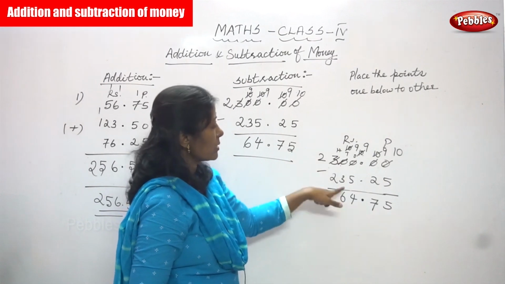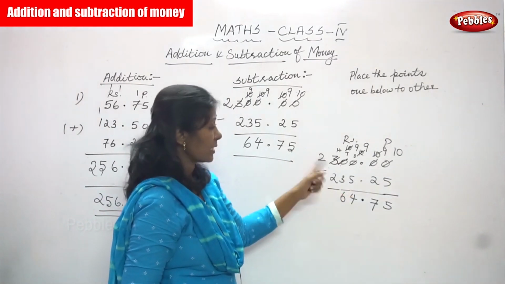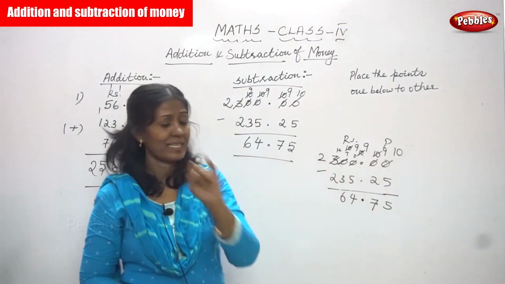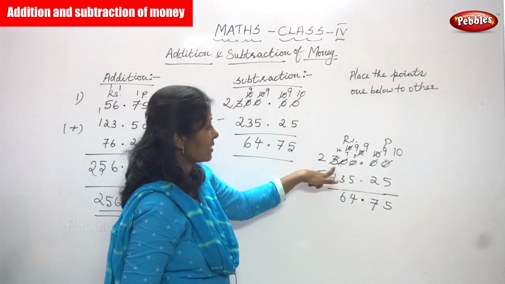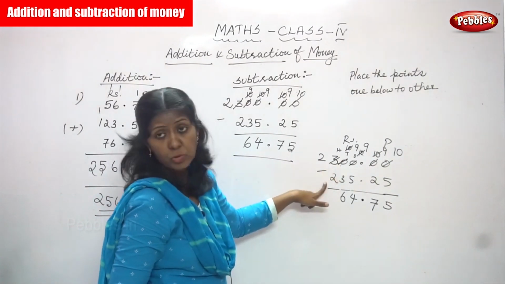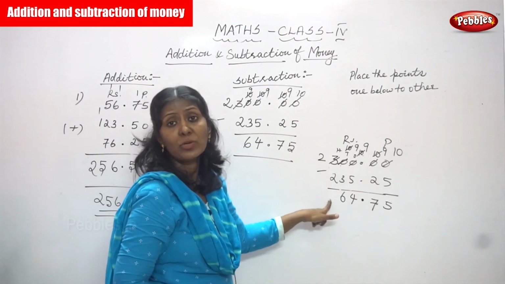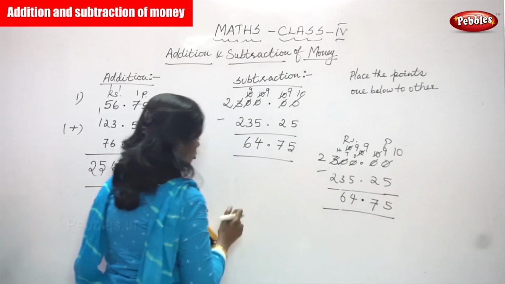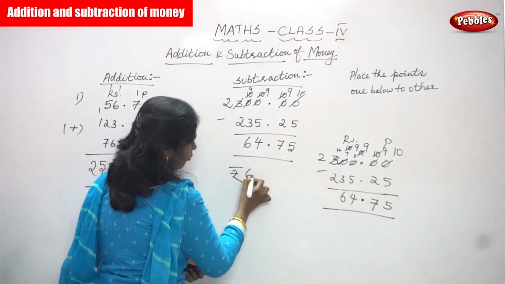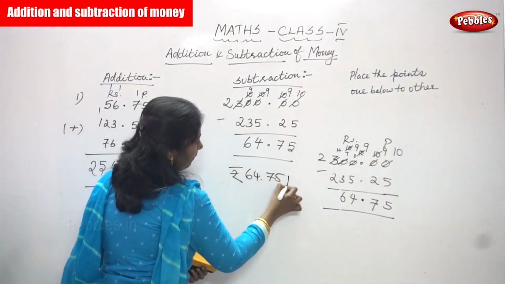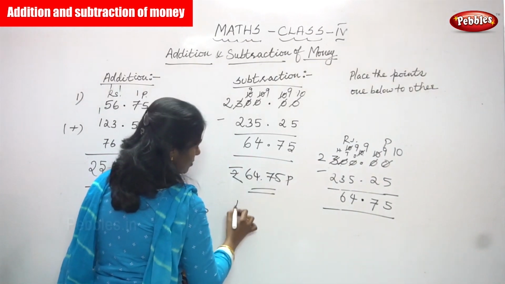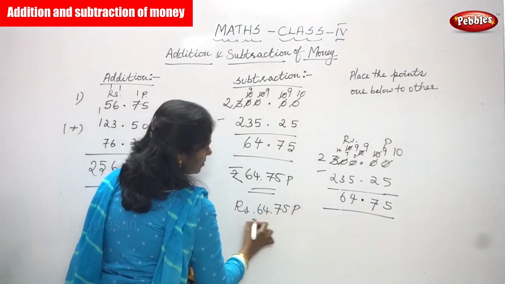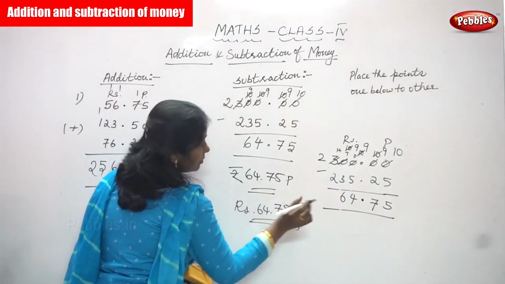Here also 9 minus 3. After 3, you start counting: 4, 5, 6, 7, 8, 9. So 6. Now the last hundredths place, what is the number? 2. Here also 2. 2 minus 2, we get 0. So no need to put 0 here. The answer is 64 rupees 75 paise. 64 rupees 75 paise. This is the answer for the question.